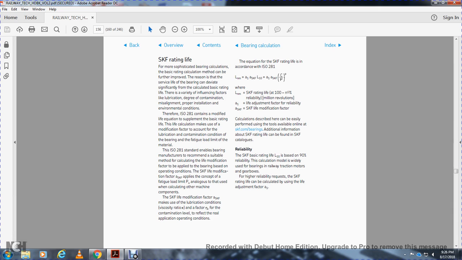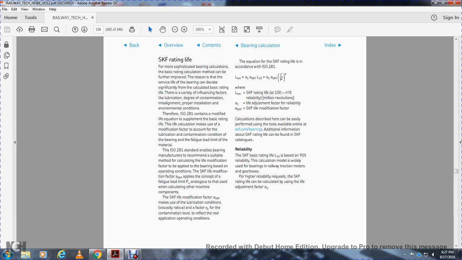The standard enables the bearing manufacturer to recommend a suitable method for calculating life with the modification factor applied to the bearing for the operating conditions. The SKF life modification factor a_SKF applies the fatigue limit concept, analogous to the fatigue limit used for calculating other machine components. The SKF life modification factor a_SKF depends on the lubrication condition, the viscosity ratio kappa, and the factor eta_c for the contamination level, to reflect real application operation.